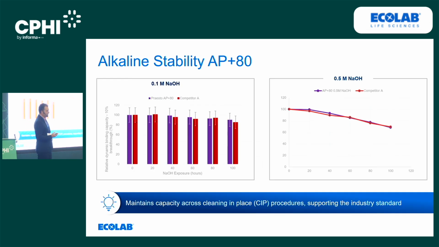We did the same kind of experiment with the AP+80. Remember that we're using the same ligand here. We're only changing the bead size. Here, again, with 0.1 molar, we can still retain about 90% of the binding capacity, even when you are soaking the resin for about 100 hours in the cleaning solution. When we're jumping to 0.5, the result is a little bit different. We can get to about 60 hours still maintaining about 80% of the initial binding capacity, but it's quite comparable to our main competitors in this range.